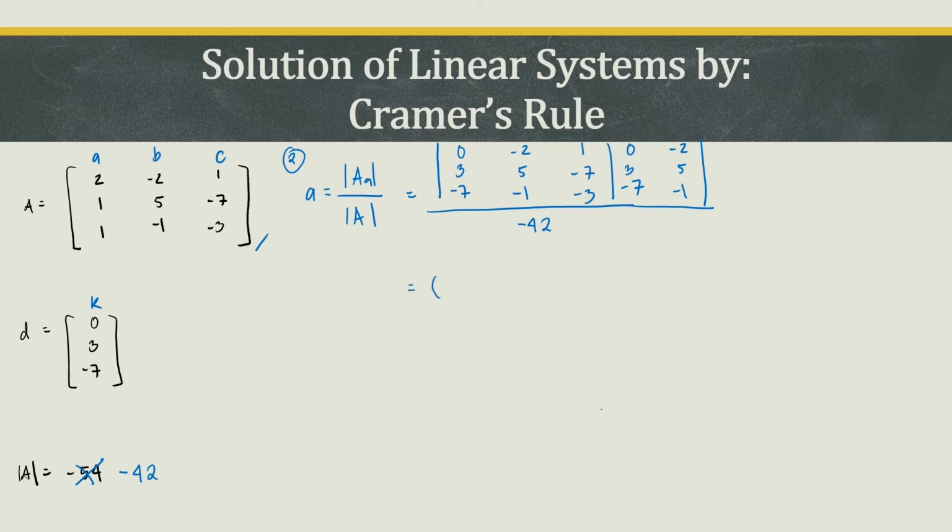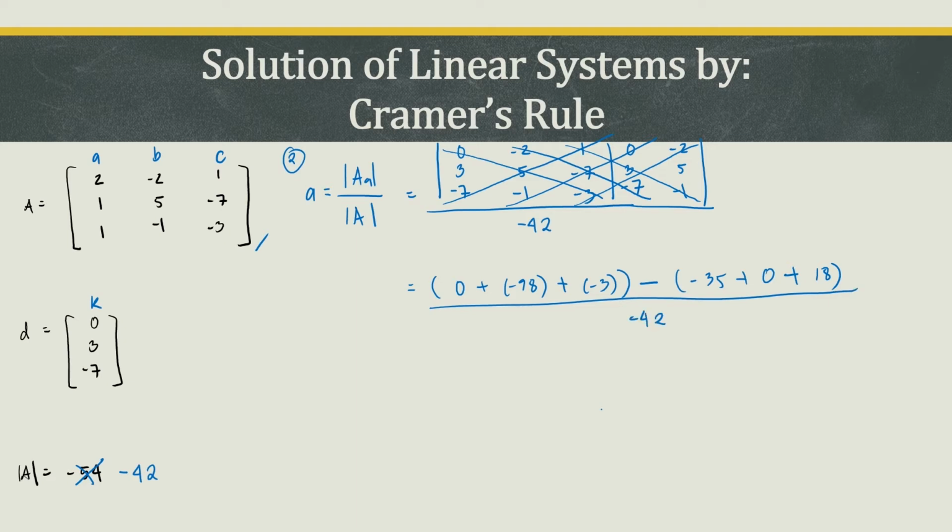For our primary, this would be 0, 0, plus this would be negative 98, plus this is negative 3, minus, sorry, let me fix that, minus negative 7 times 5 times 1, this is negative 35, then plus this is 0, plus this is positive 18, all over negative 42. Solving this, we would have negative 101 plus 17 all over negative 42, which is equal to negative 84 over negative 42. Simplifying, we will have 2. So this is now your first variable.